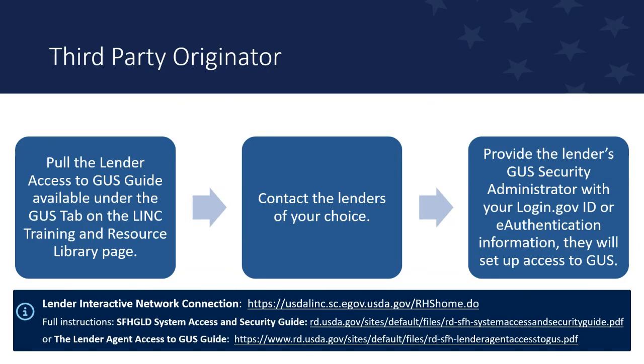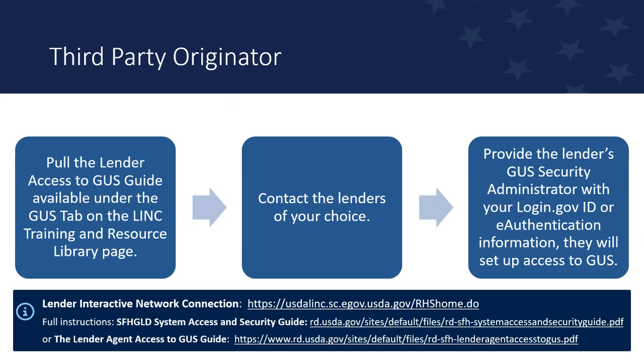As a third-party originator or a mortgage broker, once you have completed the required training, you will create or log into your Login.gov account at the Lender Interactive Network connection. This should be bookmarked and used each time for logging into GUS. As discussed in previous slides, click Guaranteed Underwriting System, choose Customer. If you do not see Customer, click Change User Type at the top of the box window, then select Customer. Choose Login.gov, then enter your email address and password or create an account if you don't have one.